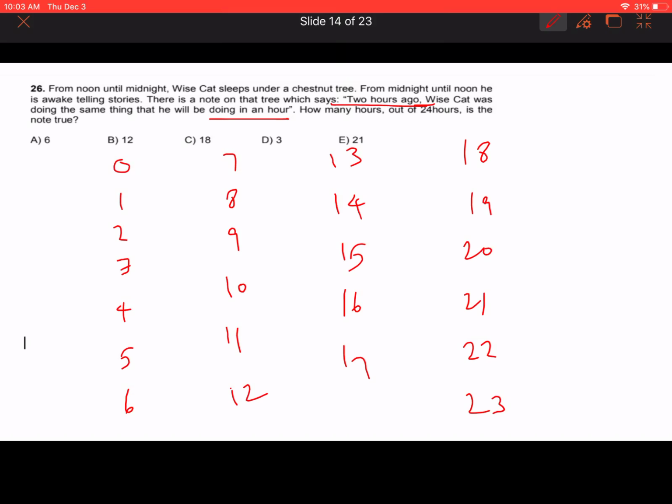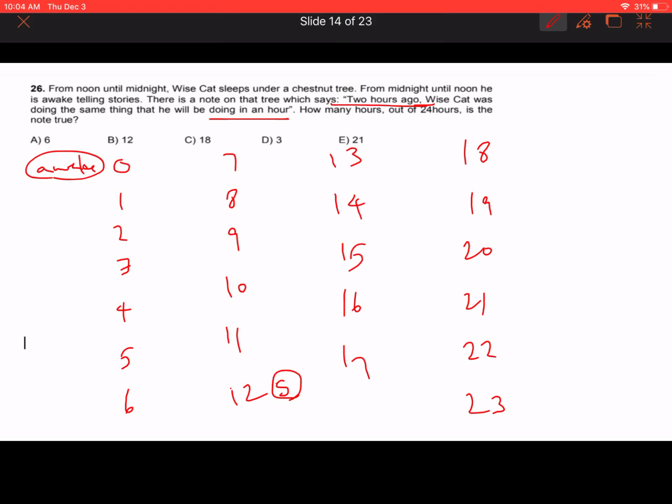In that he is going to sleep from noon to midnight. So it is from 12 o'clock. From this time he is going to sleep till this time. And he starts telling the stories from here, so he is awake from this time. So he starts sleeping from here and he starts waking from this time. Okay, so he has to do this activity.